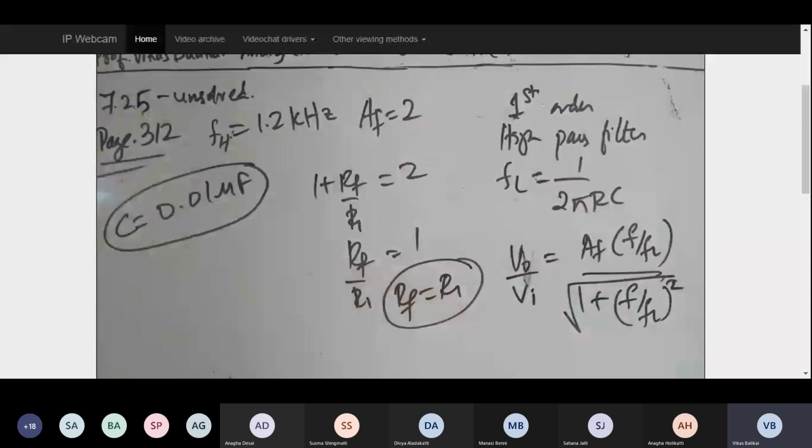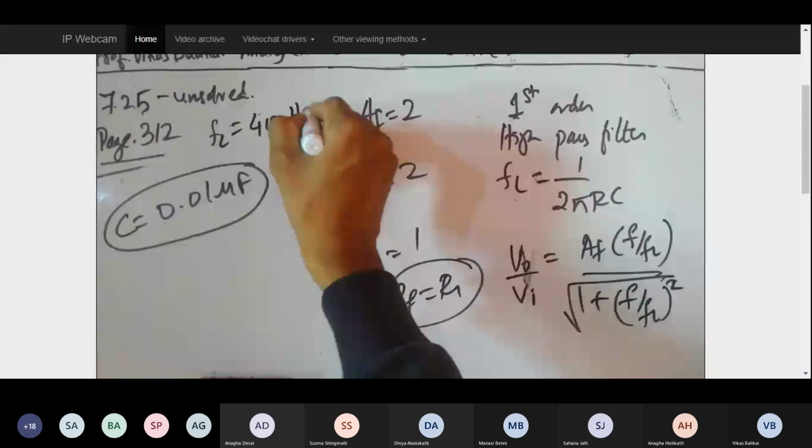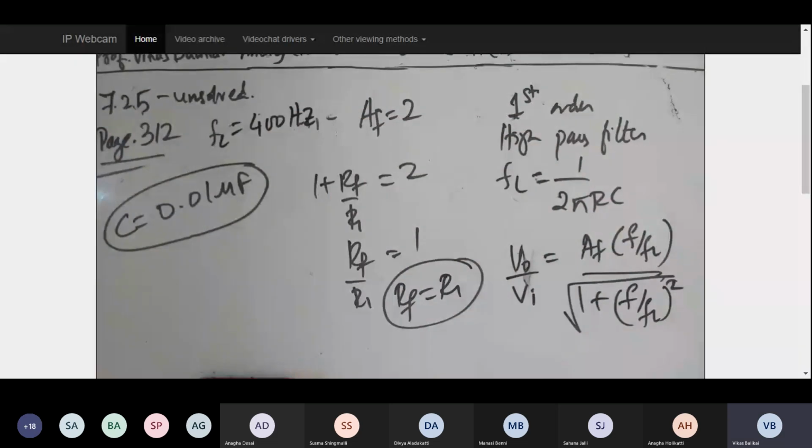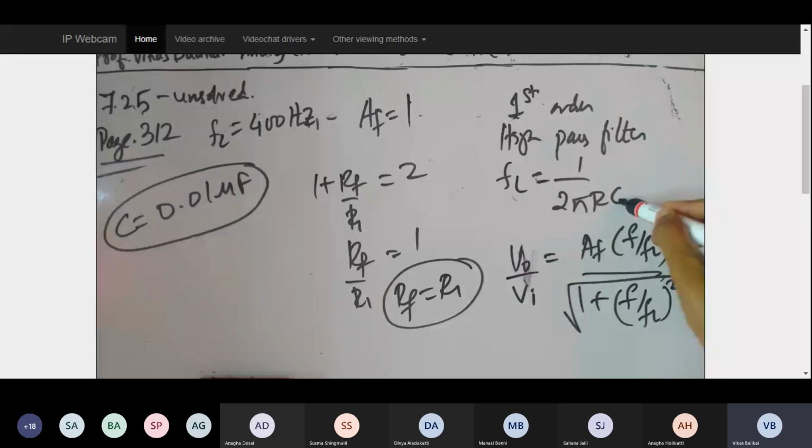Design a first order high pass filter at a cutoff frequency of 400 Hertz. So FL he has given, and a passband gain of 2. Sorry, passband gain of 1. So this is what he has given. So accordingly, I can be calculating FL. FL can be calculated by using this formula. Again, assume C equal to 0.01, and FL he has given. CR value you can calculate from this. And once we are done with that, I can be calculating the values of R1 and RF, and then upon that I'll be calculating the V0 by Vi.